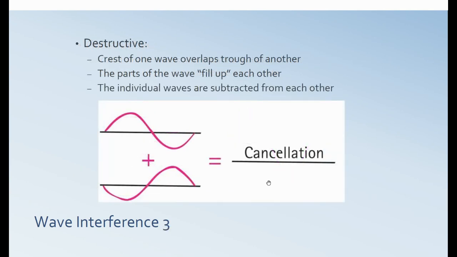But now if they're out of step and the crest of one wave overlaps the trough of another, then the parts of the wave can be said to fill each other up. We would subtract the individual waves from each other and they would cancel each other out. So looking at this wave here, let's say the amplitude of this crest is 2. The distance between the midpoint and the crest is 2. And then the distance here between the midpoint and the trough is -2. And the same here, this trough is -2 and this crest is +2. So you can see if we add that together, they cancel each other out. So we'd have a wave of 0.